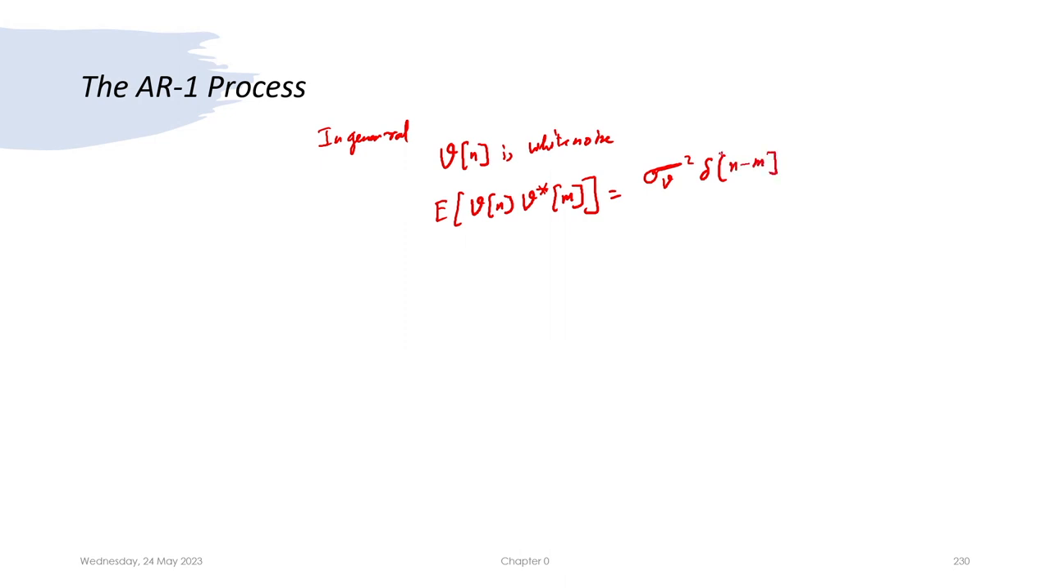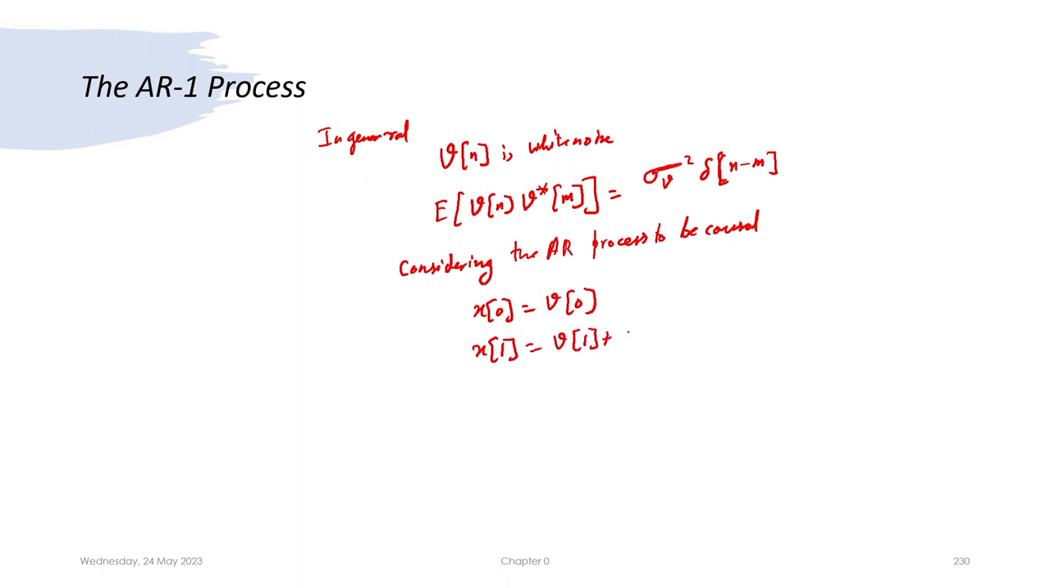So, v_n is white noise, that is, the expected value of v_n v_m equals sigma_v square delta(n minus m). This we know, and we think of the AR process to be causal. x_0 can be seen as v_0, x_1 is v_1 plus a_1 v_0 and so on.